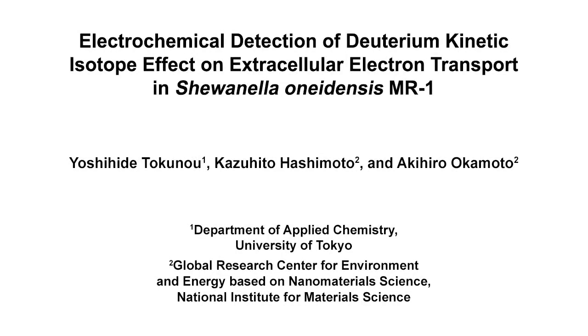The overall goal of this protocol is to observe the contribution of proton transport to the rate of bacterial extracellular electron transport by the detection of the deuterium kinetic isotope effect. Our method reveals the impact of proton transport on the kinetics of extracellular electron transport, or EET, from bacteria to an electrode via outer membrane sheet-type cytochromes.